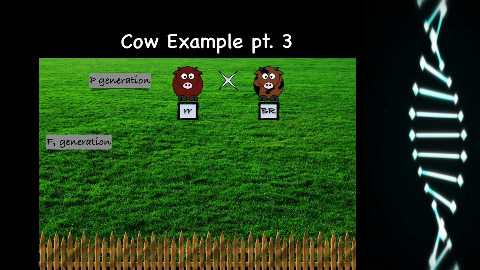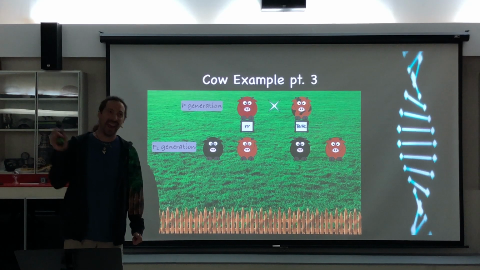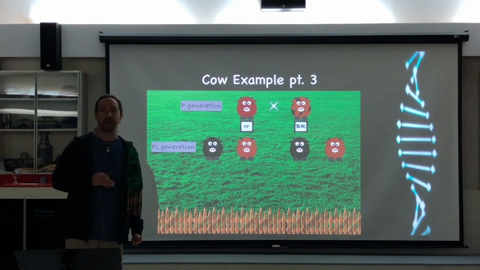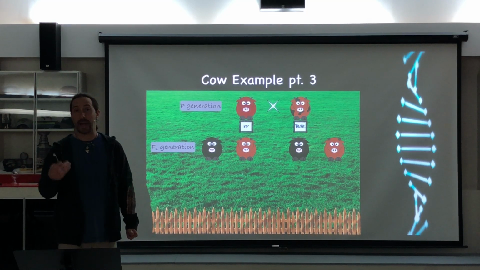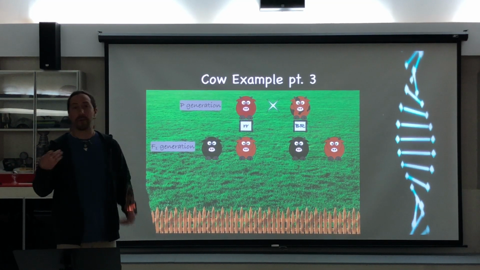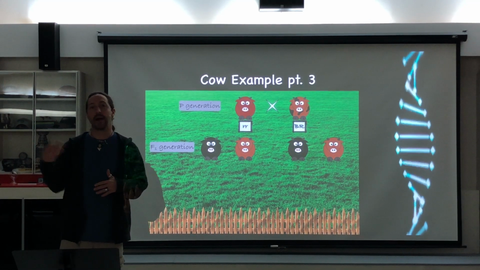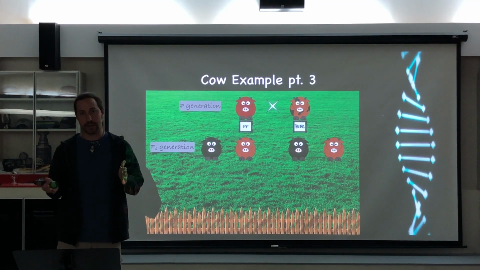If we were to mix these together, if we were to cross these cows, we would get 50% of our offspring would appear black, and 50% of our offspring would appear brown. And every one of them would be heterozygous. Every one of our offspring would have the red allele in them masked by either the black or the brown allele. So the black cows, they're heterozygous with the black allele and the red allele, and the brown cows are also heterozygous, but in this case with the brown allele and the red allele.